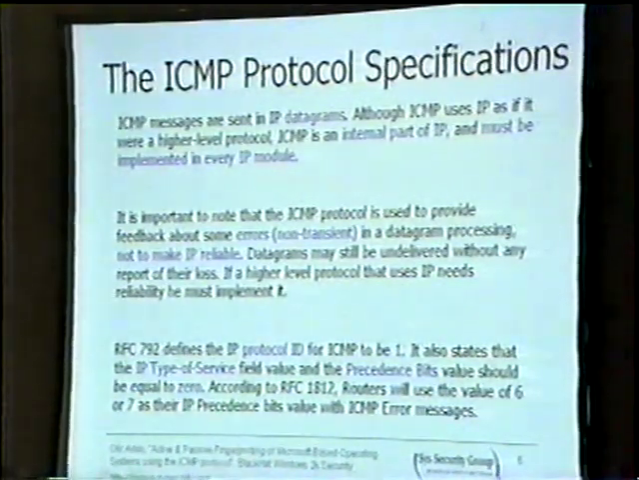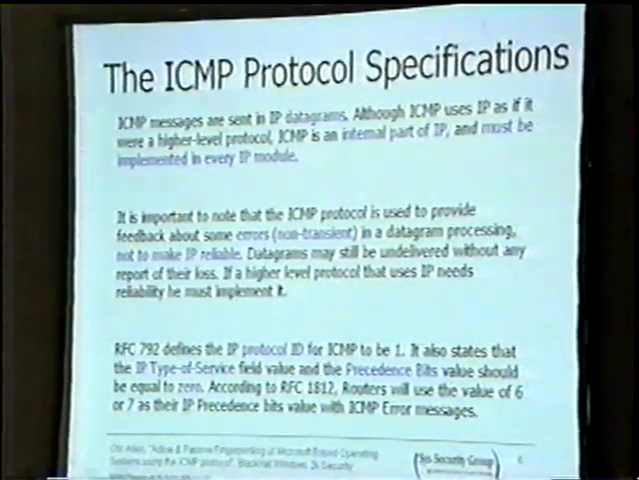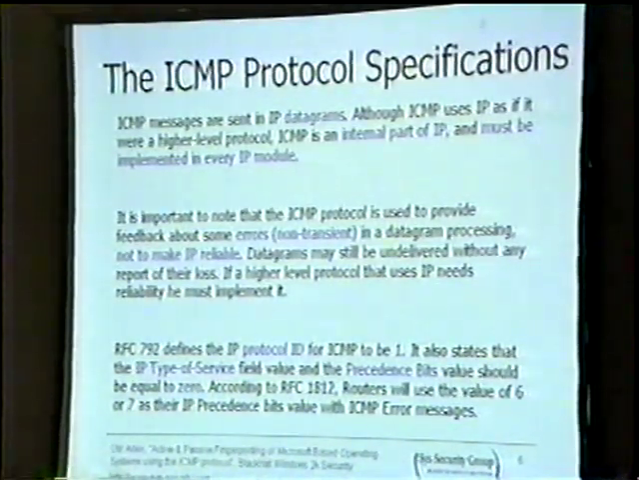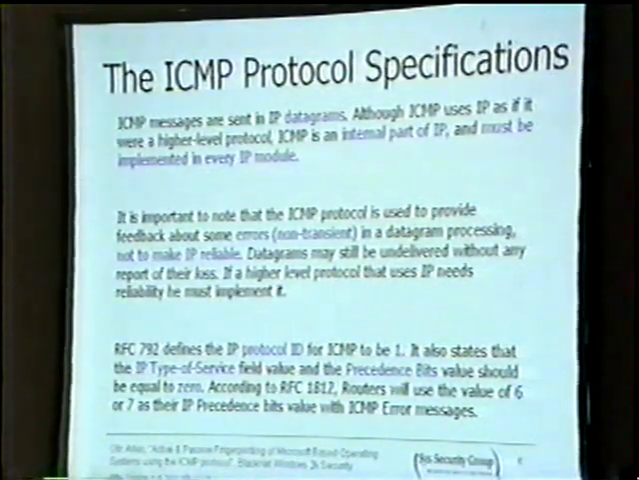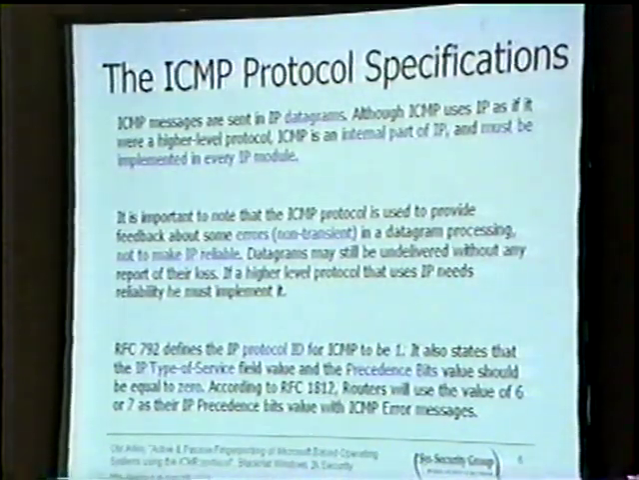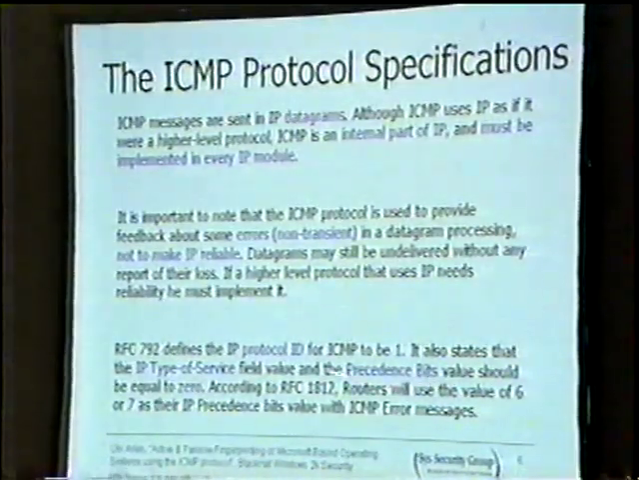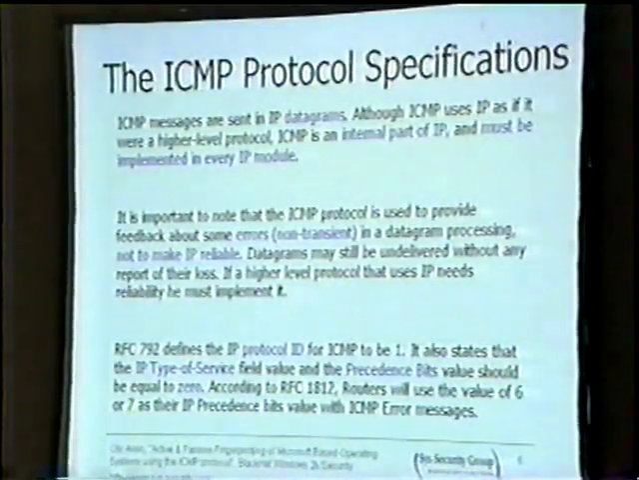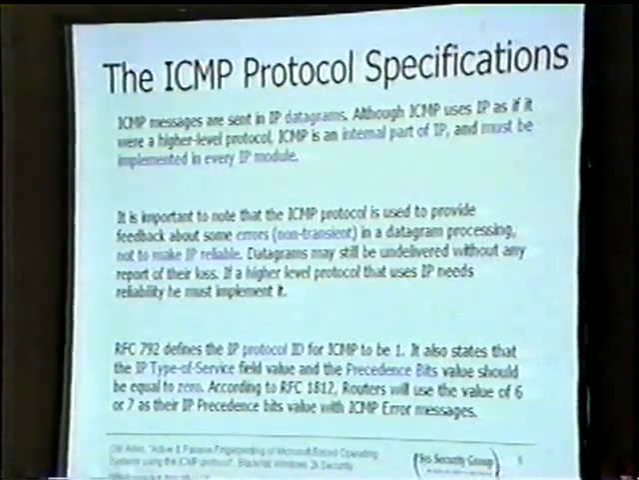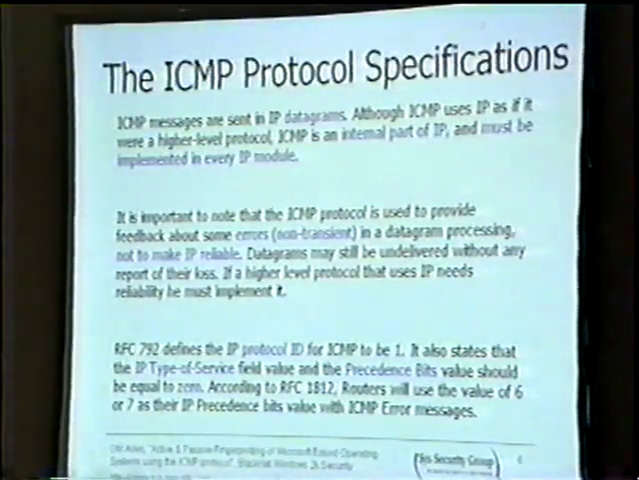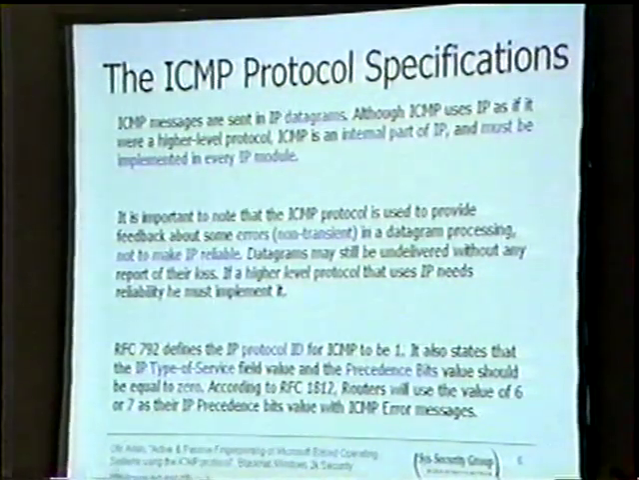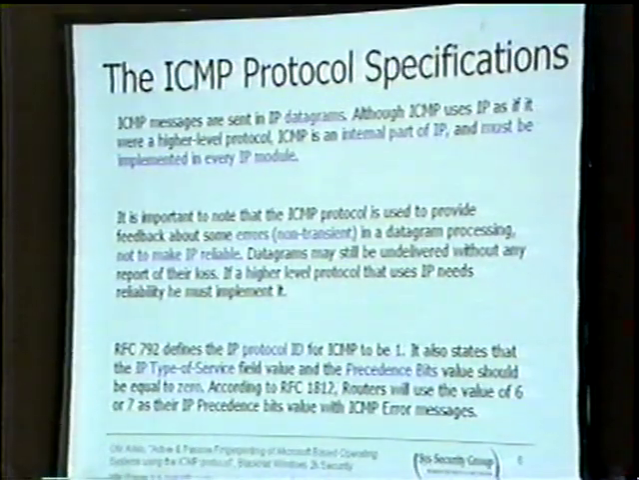ICMP messages are sent in IP datagrams. Their goal is not to make IP reliable. They report non-transient error messages. In the RFC, it states that the protocol ID for ICMP is 1. It states that the IP type of service field and the precedence bits field should be 0. If you are a router, you will use the value of 6 or 7 as the IP precedence bits value with error messages. Just remember it, stick it in your head for later on.